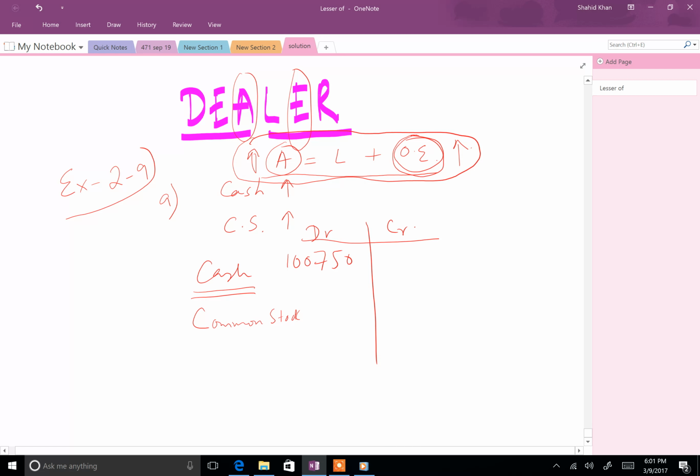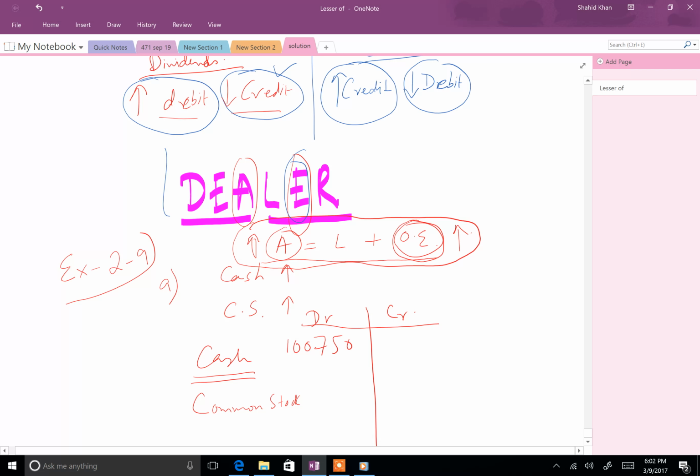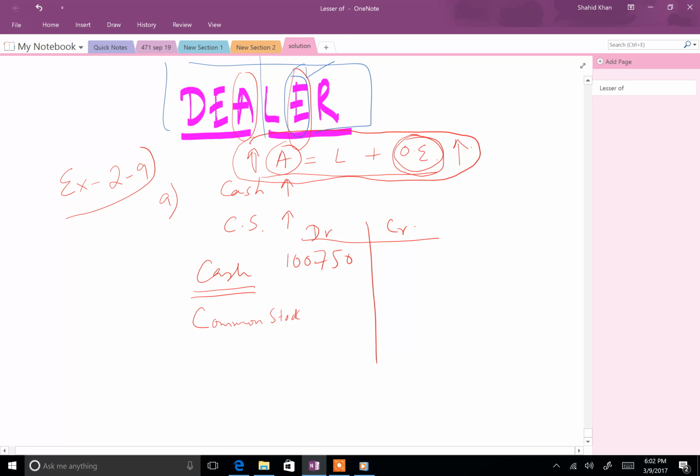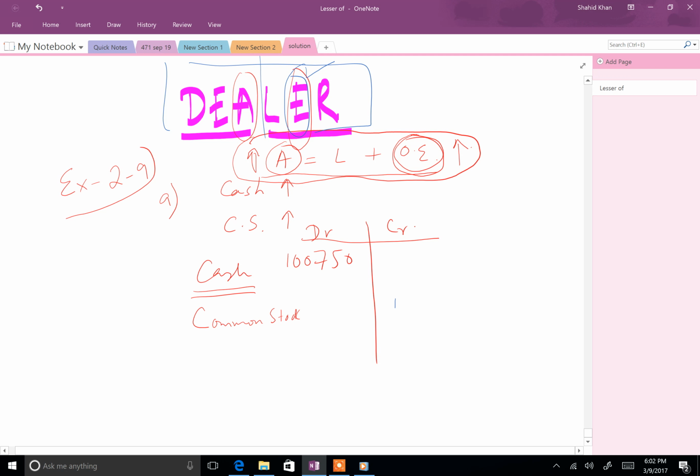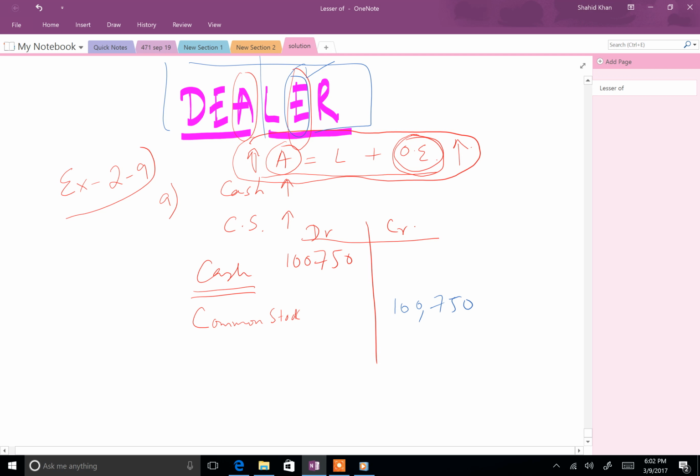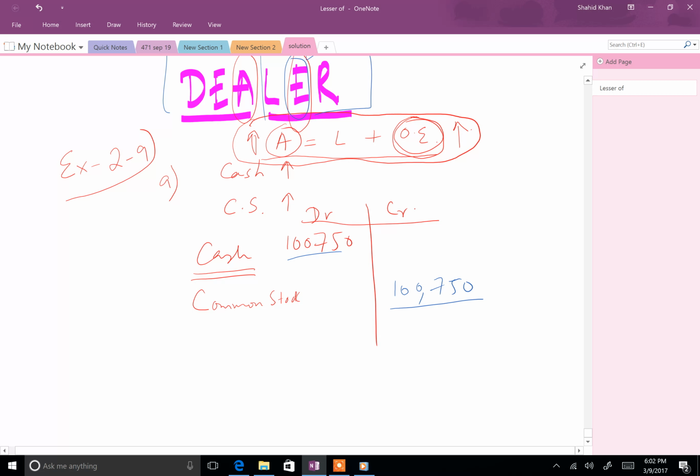Common stock. So whenever common stock, which is the equity account, you remember that equity account, and it is here. I'm going back to the dealer, right? So it is on the right side, and when its equity account is increasing, we always do a credit side, 100,750. So debit must always equal credit, okay, whenever we do one equation.